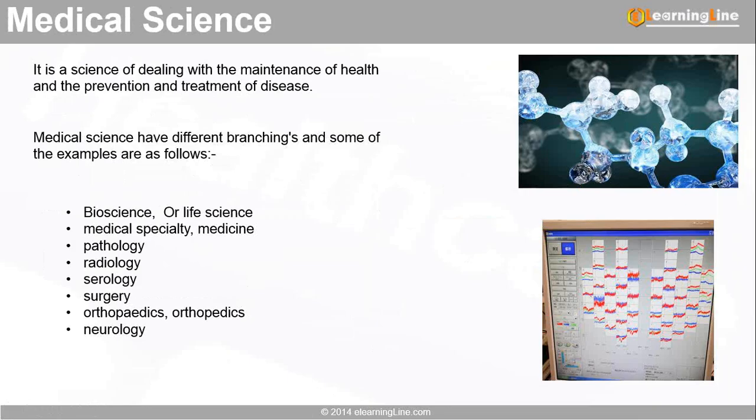You have the pharmaceutical, that also comes under that, pathology, radiology, surgery. Whether we are talking about the life science or the medicine, all these things are part of your medical science. So that's why it lists out some of the branchings. What we see here, medical science has different branchings, and some of the examples are as follows.